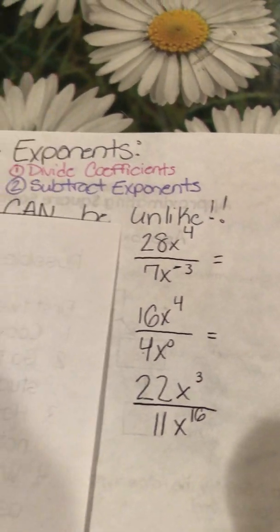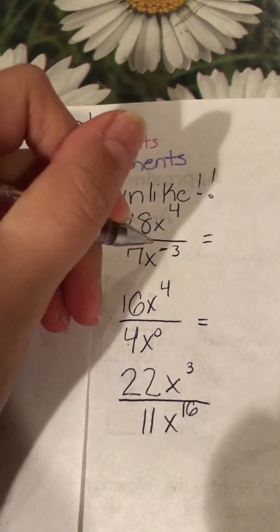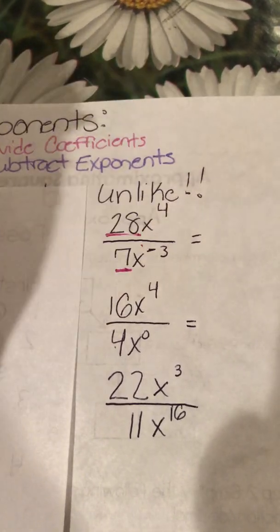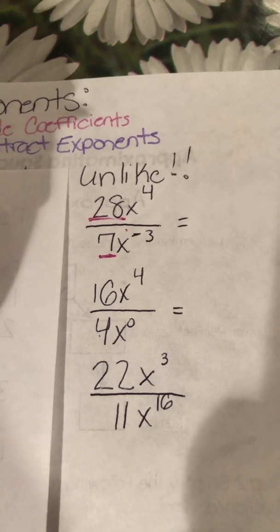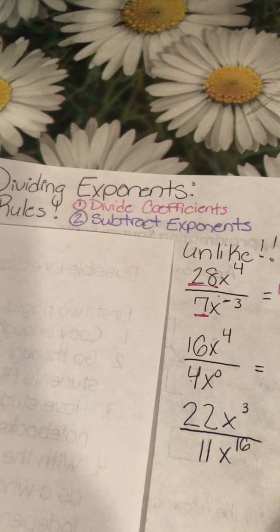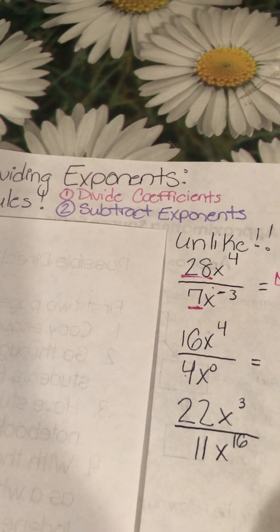First step is to divide the coefficients. 28 is the first coefficient, the number in front of x, and 7 is the second coefficient, or the second number in front of x. 28 divided by 7 is 4. My second step is to subtract the exponents.